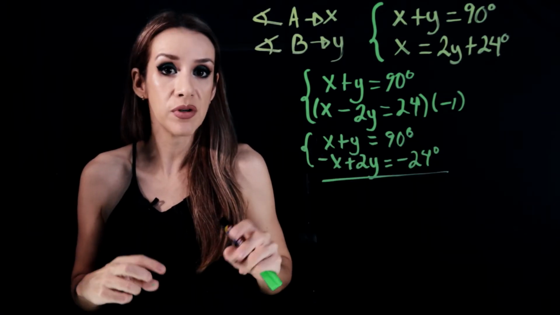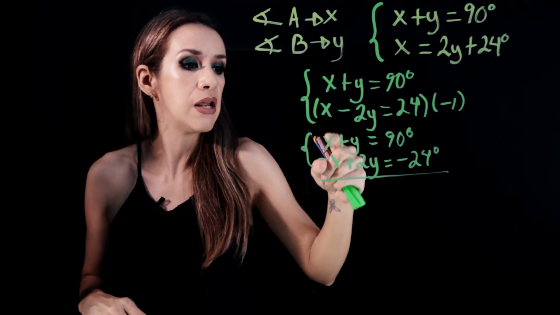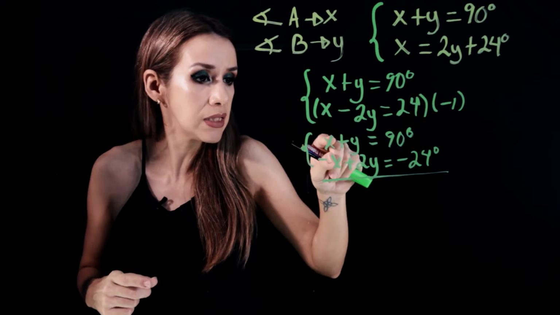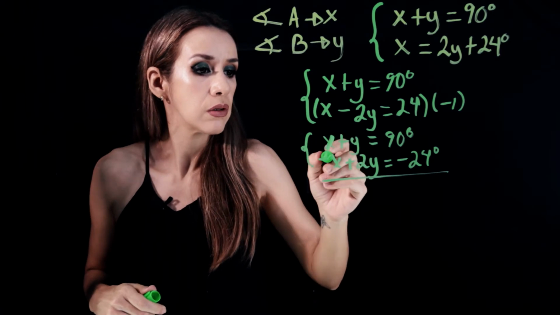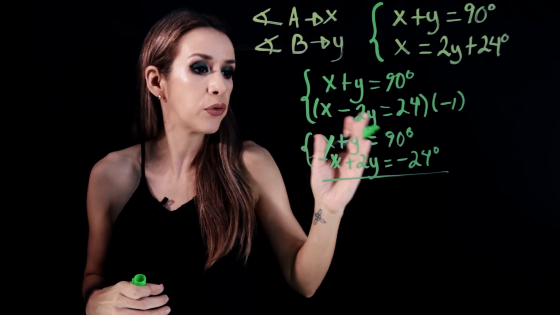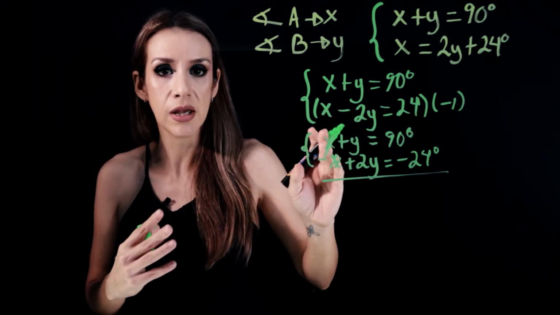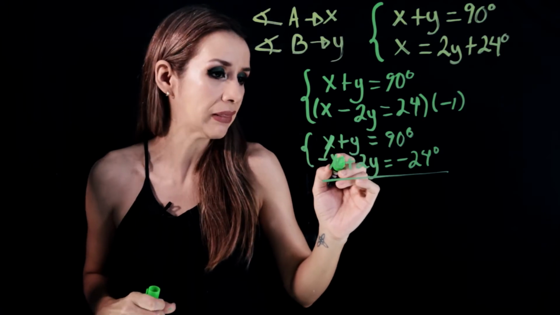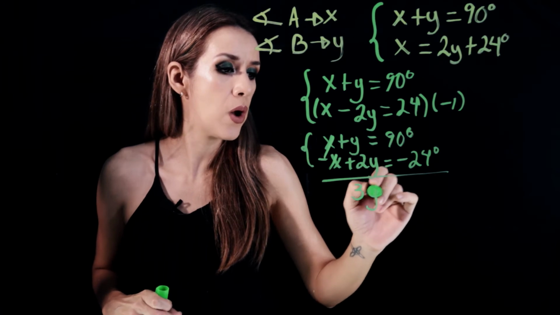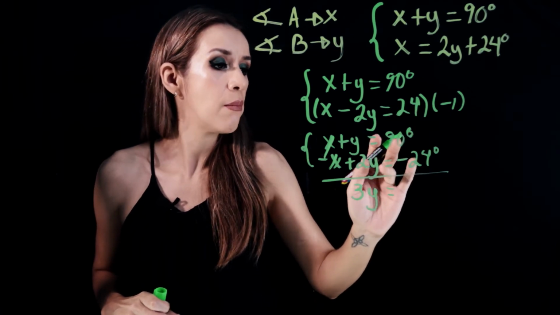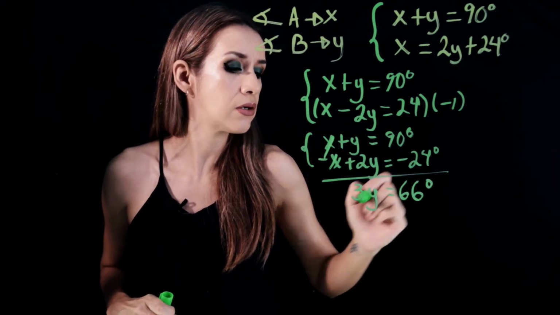Remember that the purpose of changing the sign of this whole equation is to eliminate one of the variables, in this case the x. So that's exactly what I'm going to do. If I sum the similar terms, we notice that these two are going to cancel each other out. And then y plus 2y is the same as 3y. 90 degrees minus 24 degrees is the same as 66 degrees.